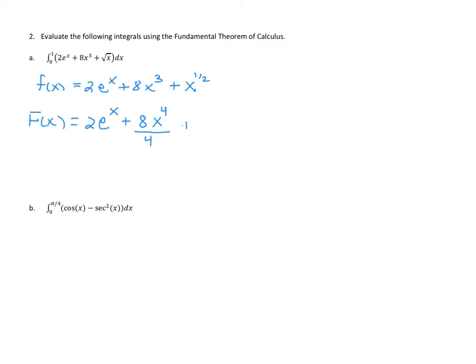And I'm going to use that same logic in this last expression. If I'm going to take the antiderivative of x to the 1/2, I'll add 1 to the exponent. So 1 plus 1/2 is 1.5, but I'll leave it as a fraction and call it 3/2. I now have to divide by 3/2. I'm going to simplify this. 2e to the x is good enough. 4 goes into 8 twice. And if I'm dividing by a fraction, I can multiply by its reciprocal.